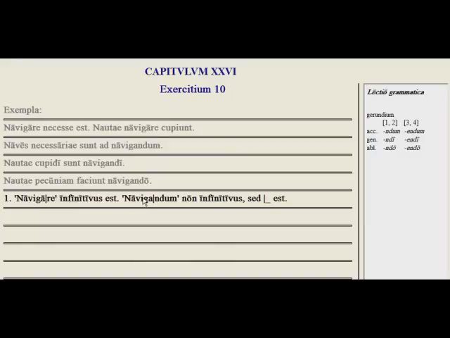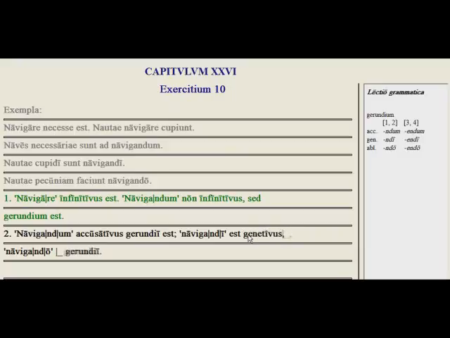So now, let's practice these forms of the gerund. Navigare infinitivus est. To sail is an infinitive. Navigandum non infinitivus sed gerundium est. It is not an infinitive, but a gerund. Okay, navigandum accusativus gerundii est. Sailing is the accusative of the gerund. Navigandi is the genitivus, right? And then so what is navigando? Ablativus of the gerund.